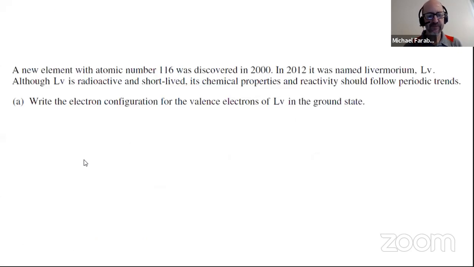So here we go. A new element with atomic number 116 was discovered in the year 2000. In 2012, it was named Livermorium with the chemical symbol LV. Although Livermorium is radioactive and short-lived, its chemical properties and reactivity should follow periodic trends. Part A, write the electron configuration for the valence electrons of Livermorium in the ground state.